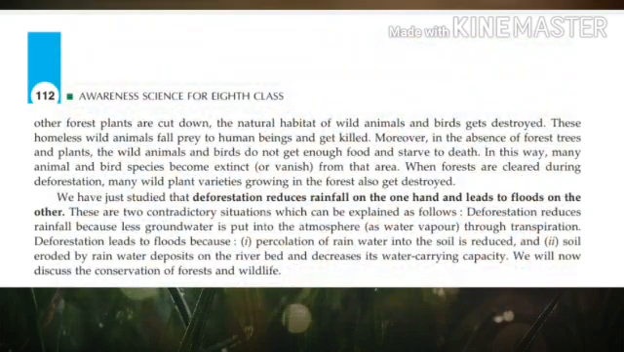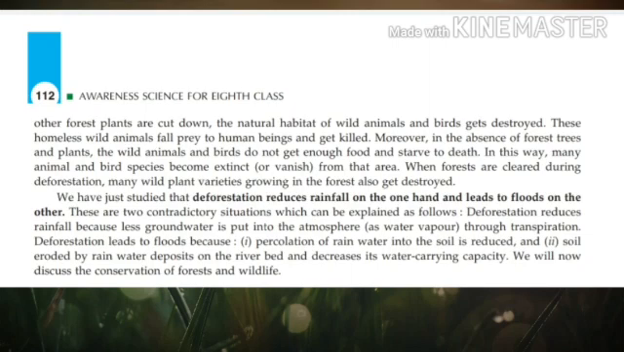These wild animals and birds will not get enough food which they used to get from the forest, and they starve to death. In this way, many animals and birds become extinct or vanish from that area. Understand? When forests are cleared during deforestation, many wild plant varieties growing in the forest also get destroyed. Not only the wild birds and wild animals, even the wild plants, very valuable plants, also get destroyed. So in this way, deforestation can also lead to the extinction of many wild animals and birds as well as plants. Understand, children? Now you can make out how serious the consequences are that we are facing due to deforestation.